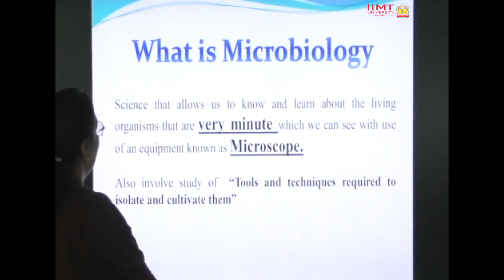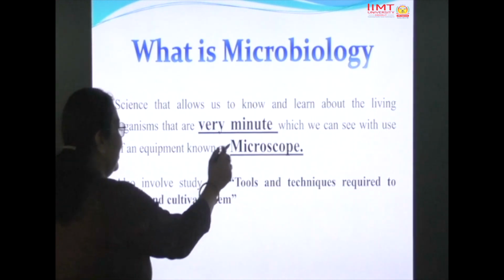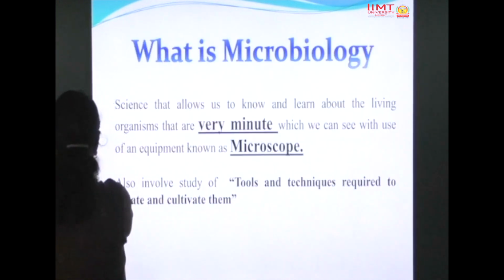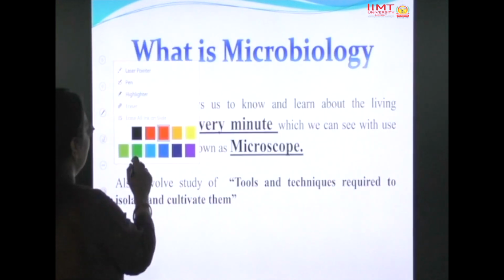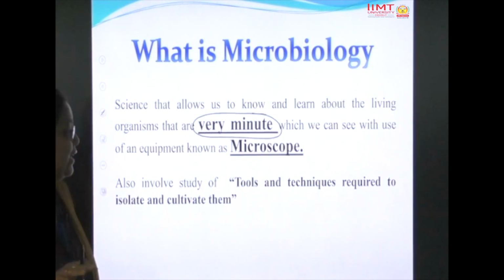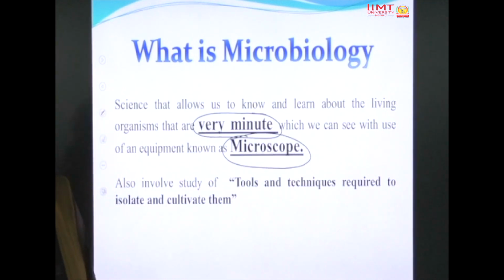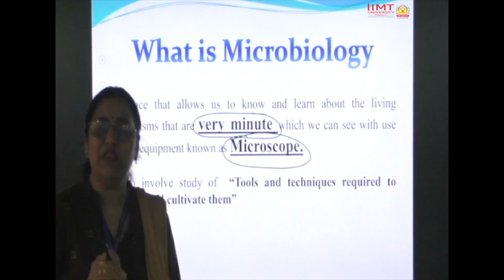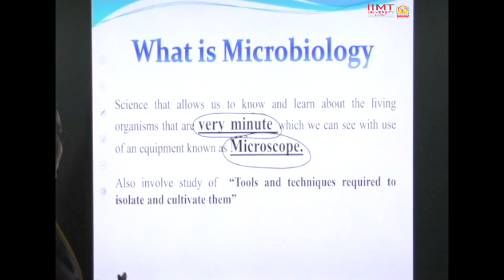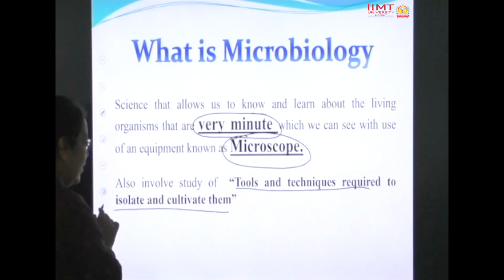If we see what microbiology is, this is the science that allows us to learn about living organisms which are very tiny. These microbes are very minute, right? So minute that they can only be seen with the help of a microscope. But something is missing in this definition. What is missing? The tools and techniques required to isolate and cultivate them.